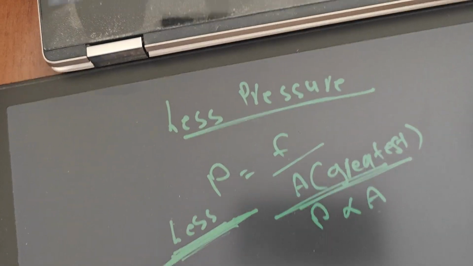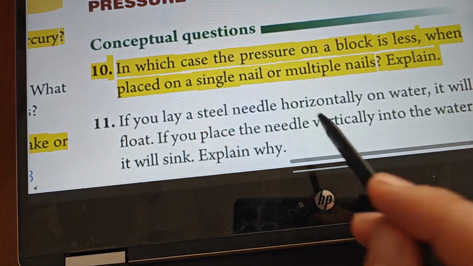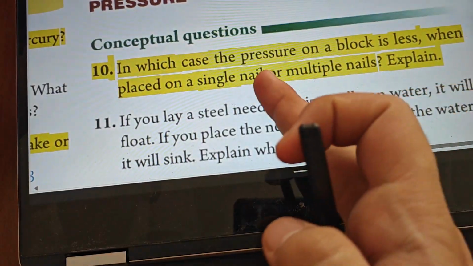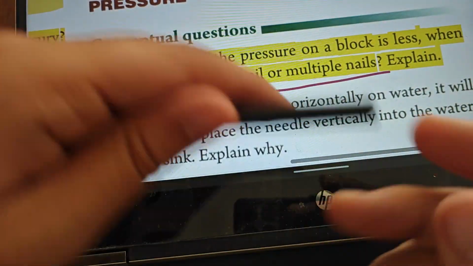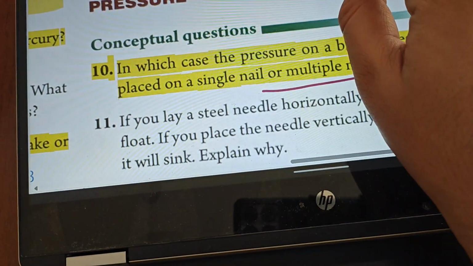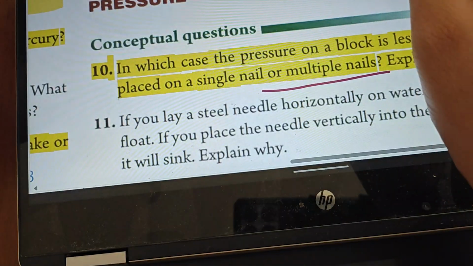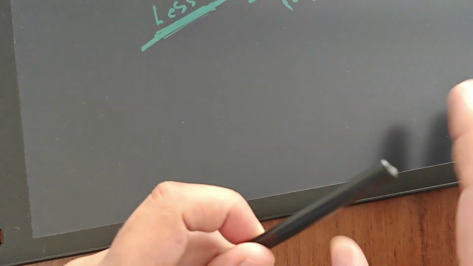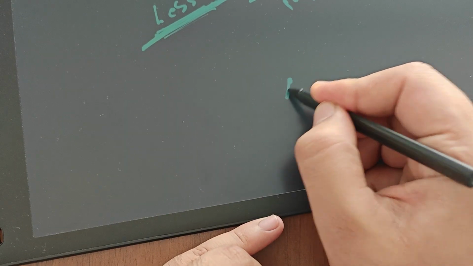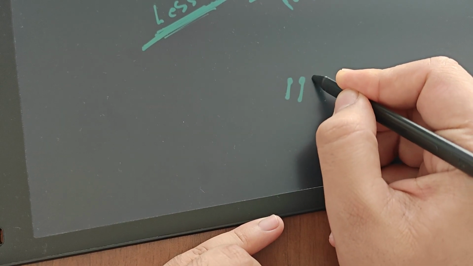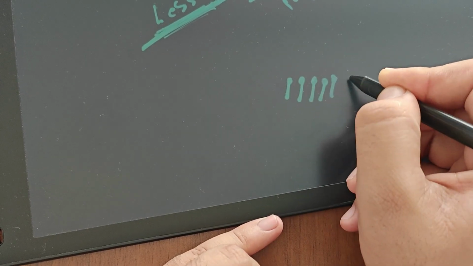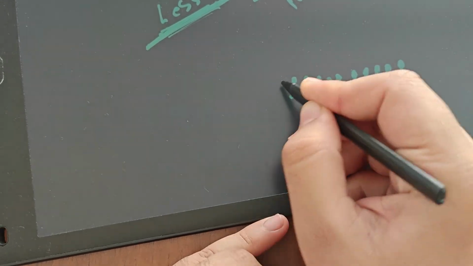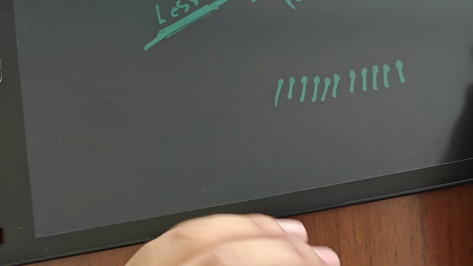So which one is the correct answer? Single nail or multiple nails? The answer, of course, is multiple nails. Do you know what a nail is? This is a nail, actually. For example, this is one nail, two nails, three nails, four. We have a lot of nails next to each other. We have a series of nails.